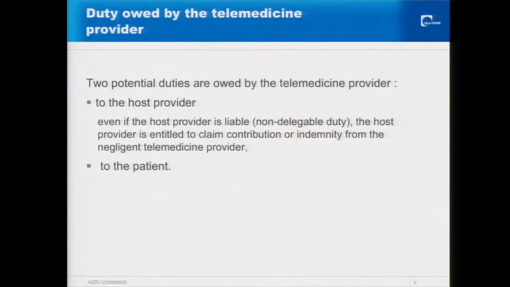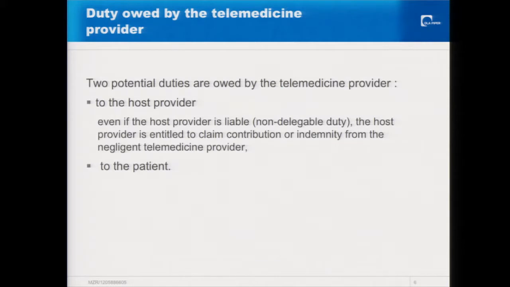There are not many situations of non-delegable duty in Australia, and health service providers are in the privileged category of being one of them. Schools are another, and as I said, there aren't many. Now, what's the duty owed by the telemedicine provider?